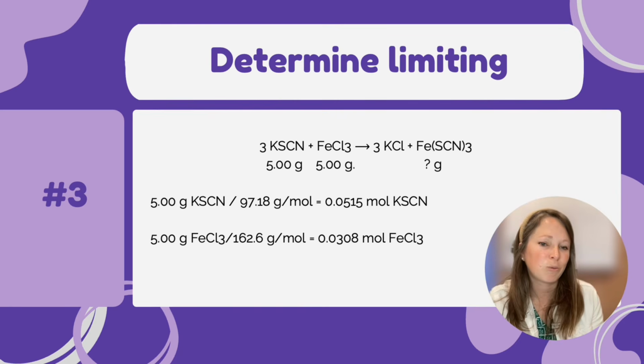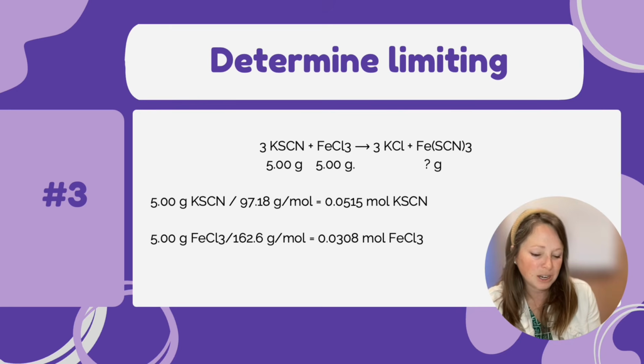Now we have to determine which is our limiting reactant, because even though we're starting with equal amounts of each reactant, one of them is going to produce less iron 3 thiocyanate, and that is what our actual yield is going to be. So first thing we always have to do is convert from grams into moles. So that's what I've done here. I've divided by the molar mass of each reactant to change that into moles of each of those reactants.